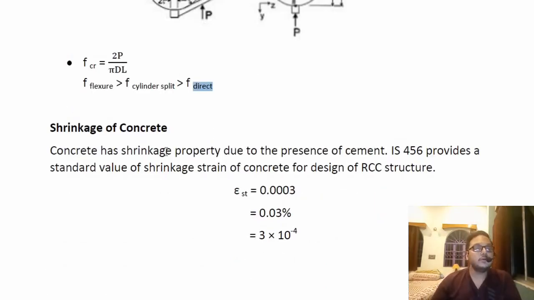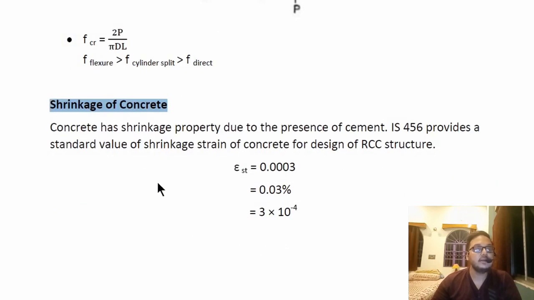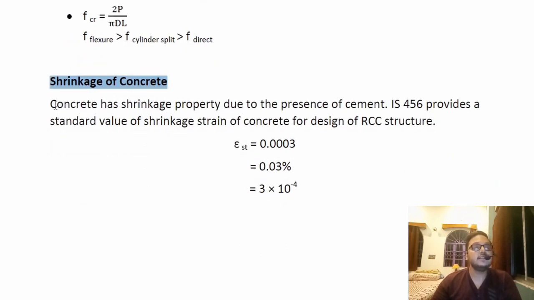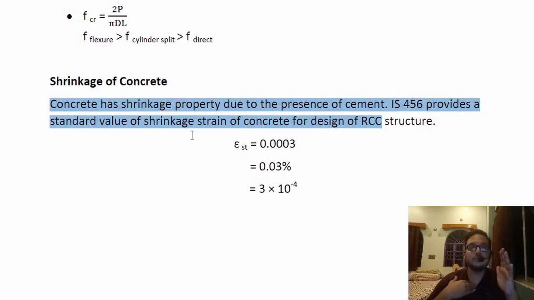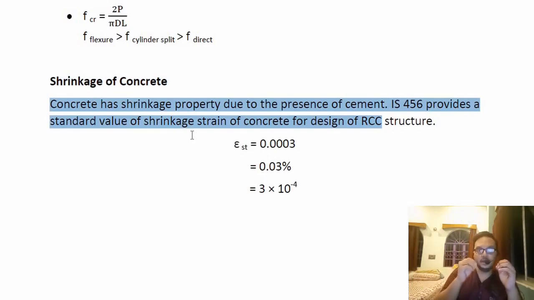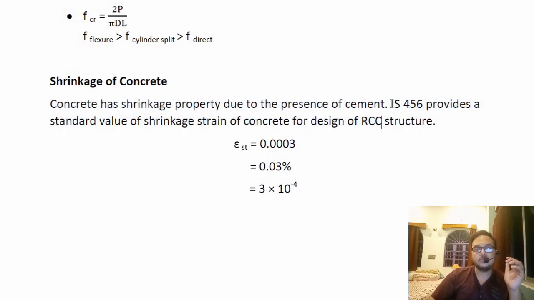Next we move on to another factor, the shrinkage of concrete. It is seen that concrete has the shrinkage property due to the presence of cement. Cement after a certain point starts shrinking, so concrete, as it contains cement, also shows shrinkage. IS 456 provides a standard value of shrinkage of concrete for design of RCC structures.